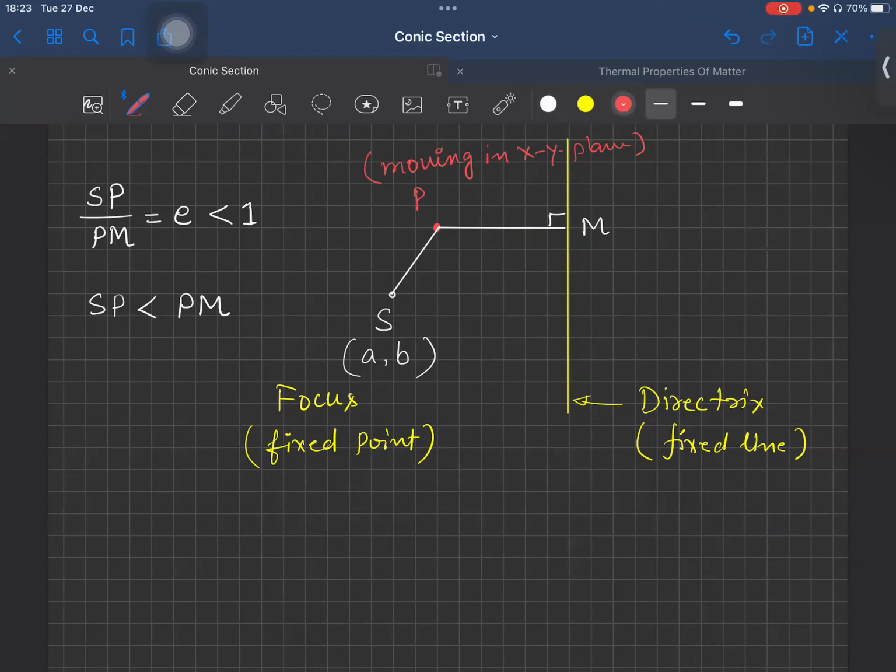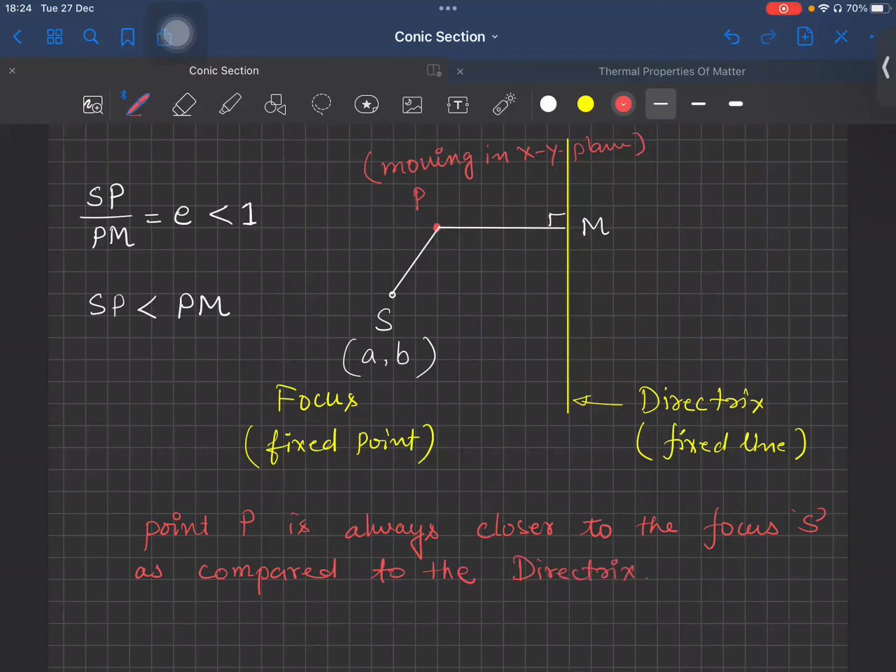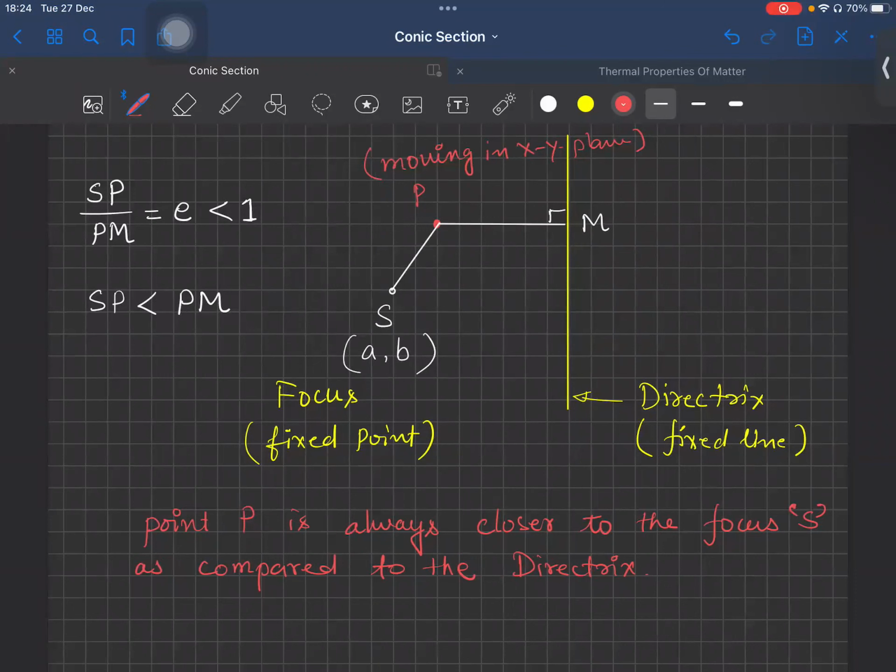Point P is always closer to the focus S as compared to the directrix. Understood? In case of hyperbola, it is exactly the opposite. P will be closer to directrix as compared to focus. Is this definition clear to you?